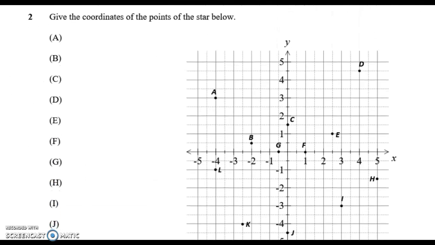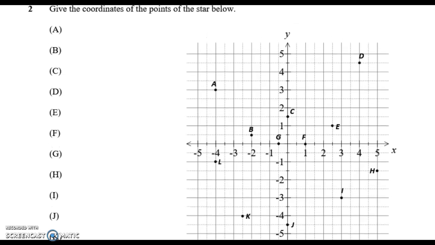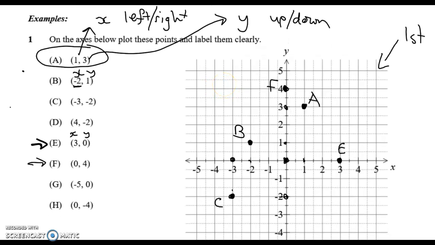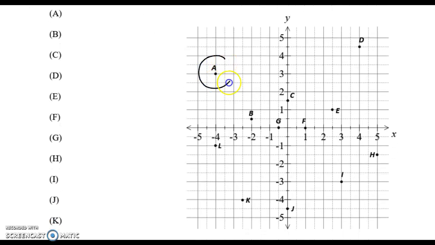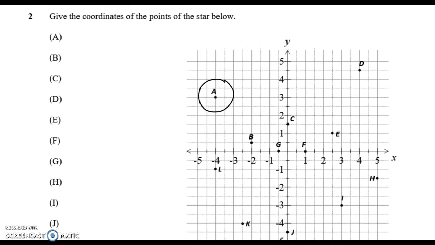And in number 2 here, you need to actually find the coordinates of each point. If we found point A, there it is. What are the coordinates of A? If I look down there, how far along the x is it? It's at -4 on the x, and then it's in line with +3 on the y.